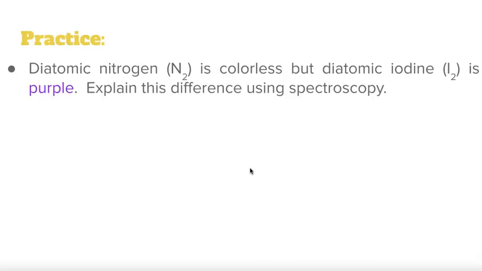So, here's a practice example. Diatomic nitrogen is colorless, but diatomic iodine is purple. What properties of those three that we learned explain the difference in the color change?